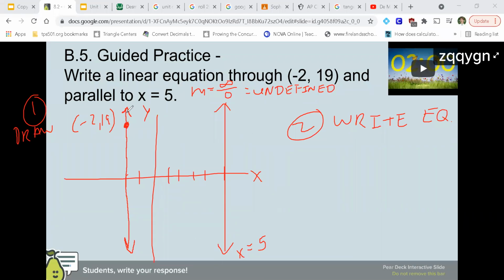The slope of this line is also undefined then, right? It has to be a vertical line too. And how do we write the equation of a vertical line? Just x equals a number. For our problem, that number that x has to equal is -2.